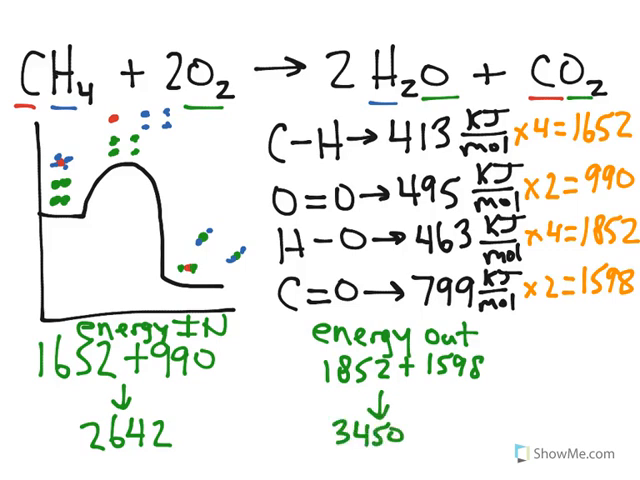So right off the bat, we can conclude that we were correct when we assumed this was exothermic, because you have 2642 going in, but 3450 coming out. There's a net exit of heat from this system, so this should be exothermic. In order to find that difference, we just need this very simple equation, which actually is not on your formula sheet, so it's almost easier just to think about without the equation.